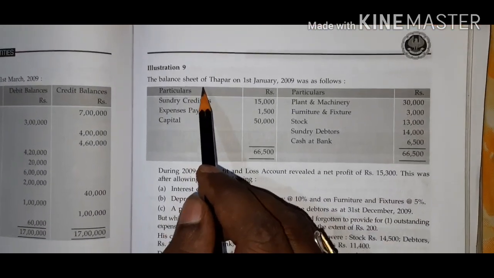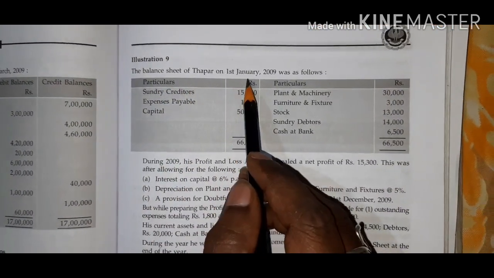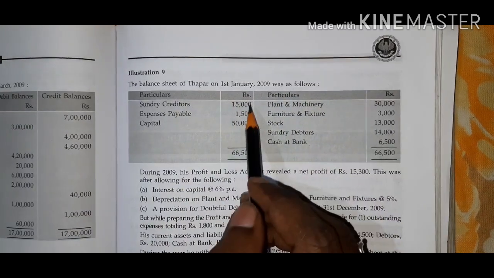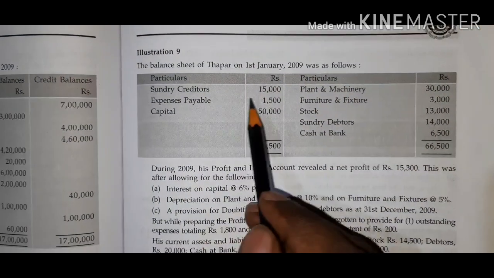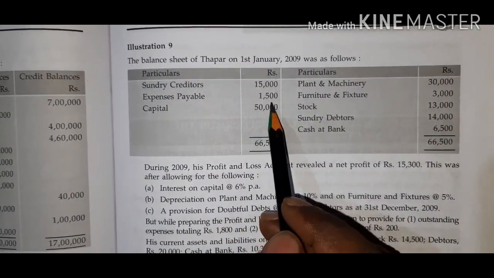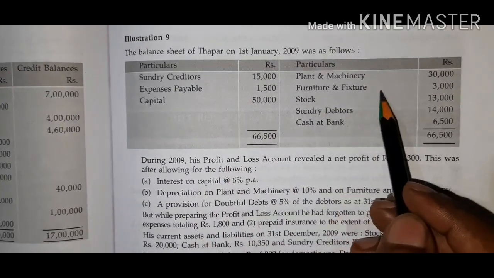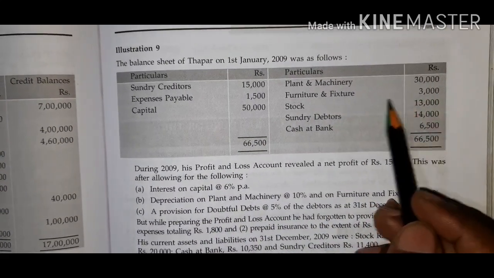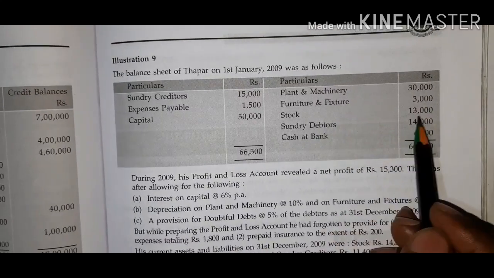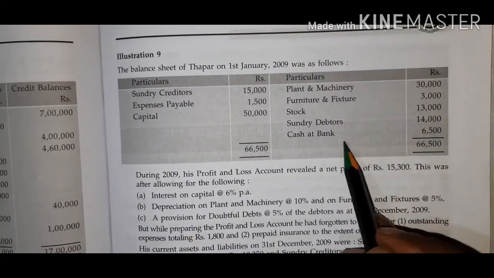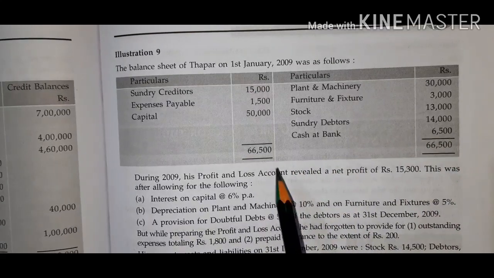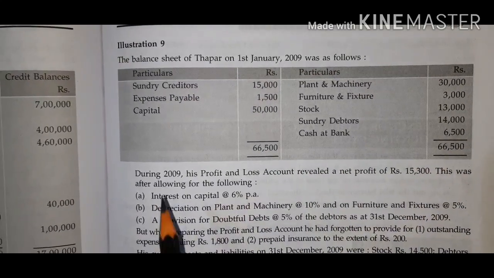Friends, here we'll see one more problem. The balance sheet of Thapar on 1st January 2009 was as follows. Particulars, rupees: sundry creditors 15,000, expenses payable 1,500, capital 50,000, plant and machinery 30,000, furniture and fixtures 3,000, stock 13,000, sundry debtors 14,000, cash at bank 6,500, total 66,500.